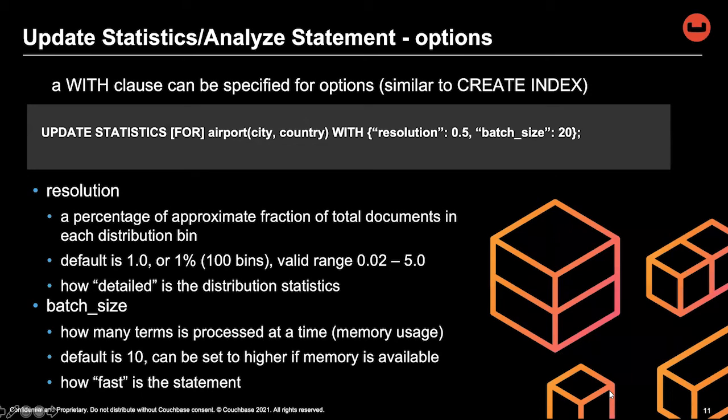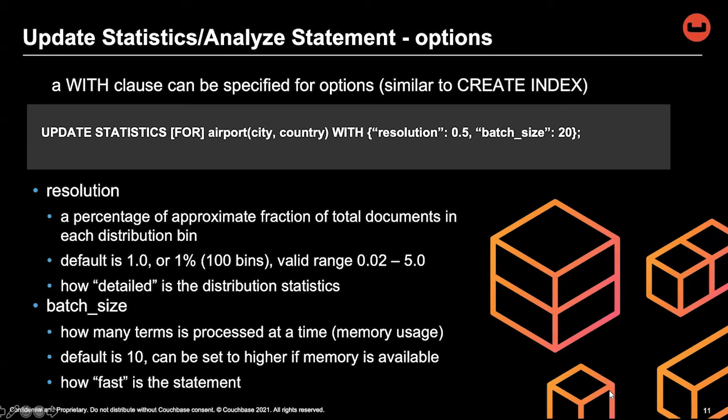You can also specify an option for the update statistics command. Again, this is very similar to a create index with a with clause. The example here shows update statistics for airport, city, country, and then we specify a with clause, and I have two options specified here, a resolution of 0.5 and a batch size of 20.